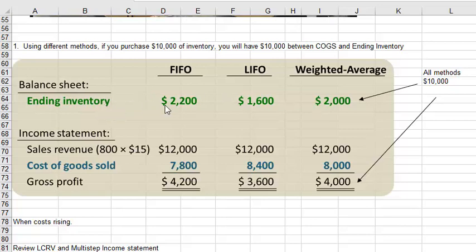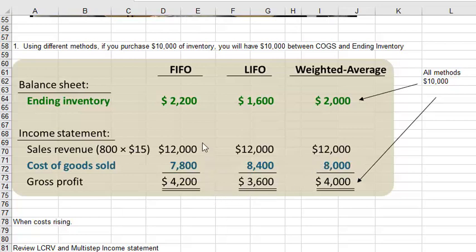So here we're seeing, and this is assuming costs are rising, that ending inventory, take a look at this, this is on the balance sheet. It is the highest with FIFO and the lowest with LIFO. Weighted average, just like you would expect an average, is in the middle. Cost of goods sold is the opposite. We have the highest cost of goods sold, which is an expense on the income statement, with LIFO, and the lowest cost of goods sold with FIFO. Again, weighted average is in the middle there.